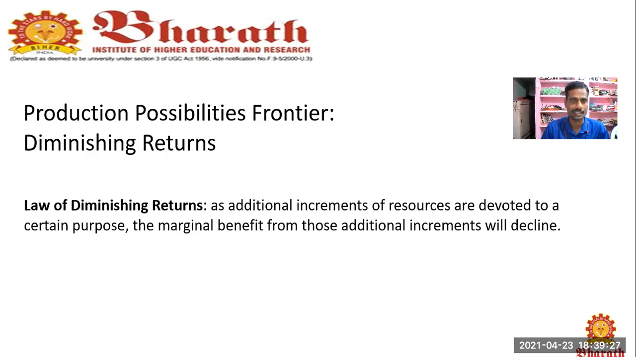Production possibility frontier and diminishing returns. The law of diminishing returns applies here. As additional increments of resources are devoted to a certain purpose, the marginal benefit from those additional increments will decline. Now we can see that we are producing more oxygen cylinders. If we produce more oxygen cylinders, then diminishing returns will occur. The additional cost will increase, that is, marginal cost will increase. The increment will decline.